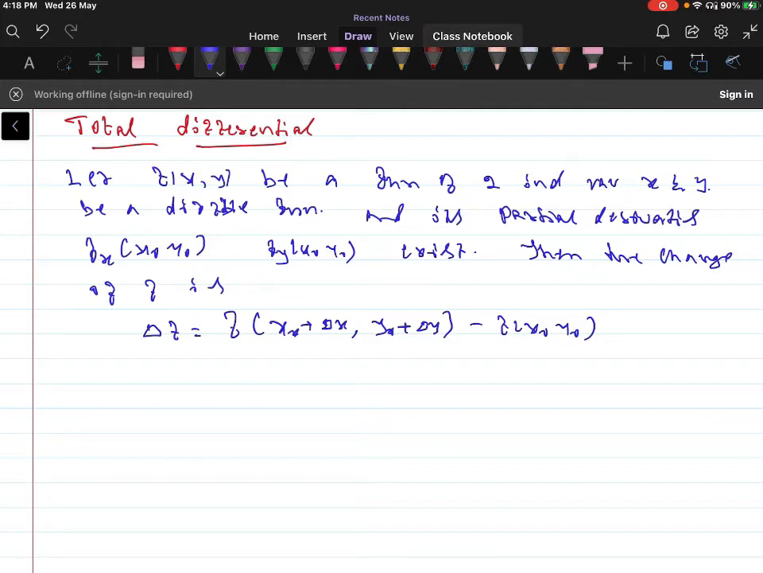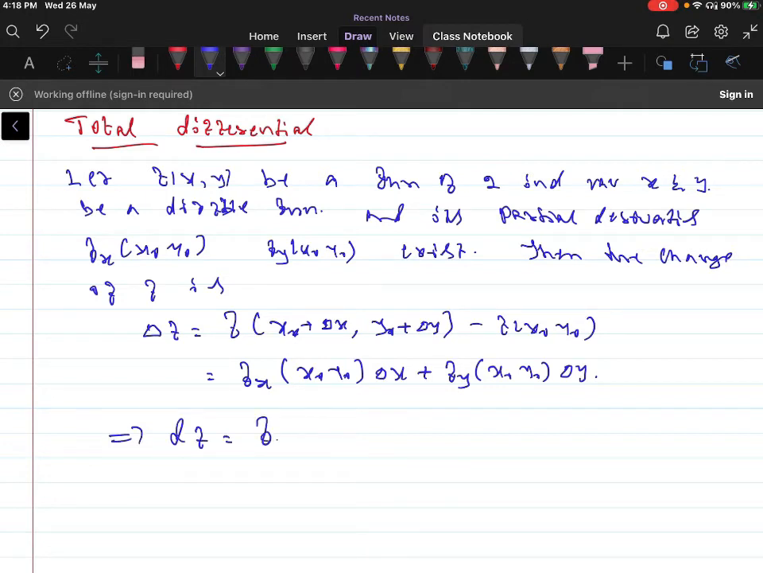So this can be written as fx at the point (x naught, y naught) into delta x plus fy at the point (x naught, y naught) into delta y. So this is from the definition of differentiability. So this implies df can be written as fx at the point (x naught, y naught) into dx plus fy at the point (x naught, y naught) into dy.